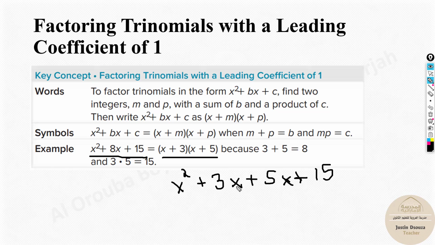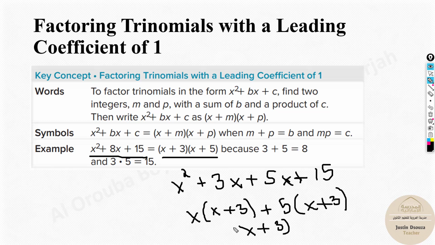Now, if I split this 8 into 3 and 5, then basically I can split it. I can remove x common out over here and you're remaining with x plus 3. And here I can remove 5 common out. You're remaining with x plus 3. And you can see the two factors are x plus 3 and x plus 5. So this is one way. This is what we had done in the last lesson.